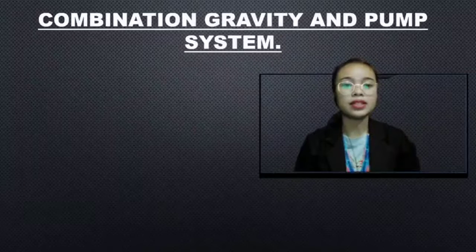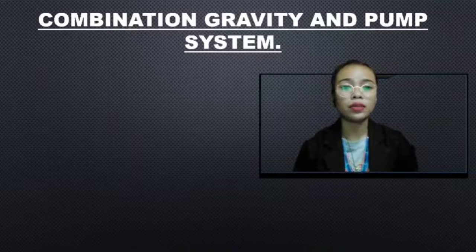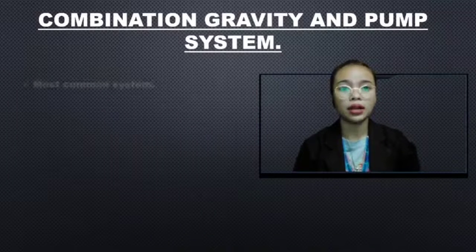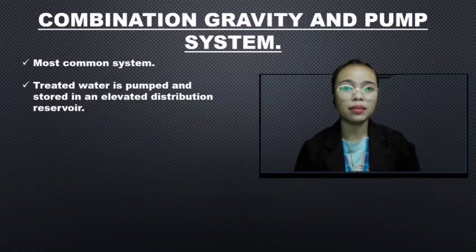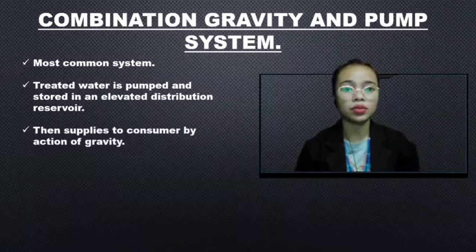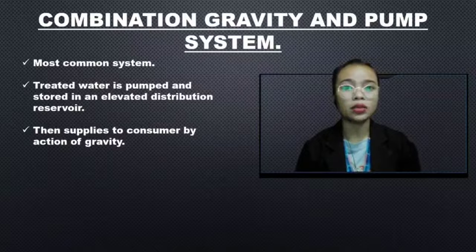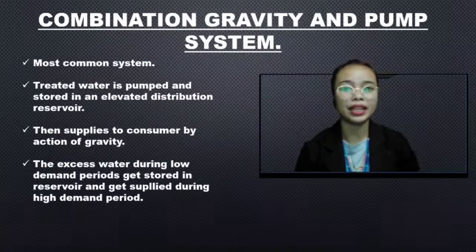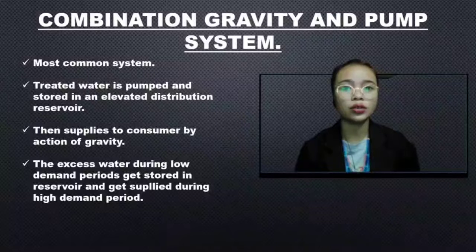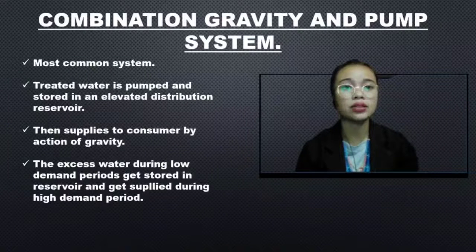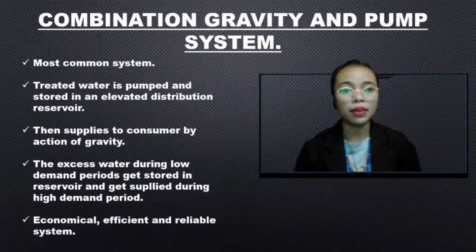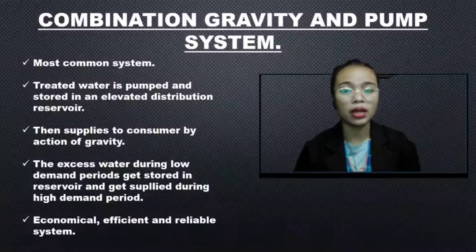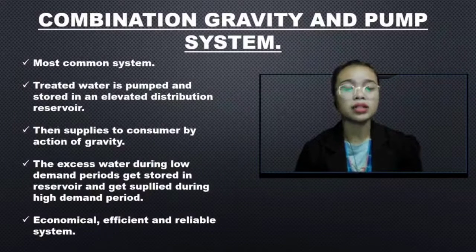Thank you, Syed Muhammad Hafiz, and I'm going to elaborate more about combination gravity and pump system. Gravity and pump system is the most common system. Treated water is pumped and stored in an elevated distribution reservoir, then supplied to customers by action of gravity. The excess of water during low demand periods gets stored in the reservoir and gets supplied during high demand periods. A combination of gravity and pump system is a very economical, efficient, and reliable system.